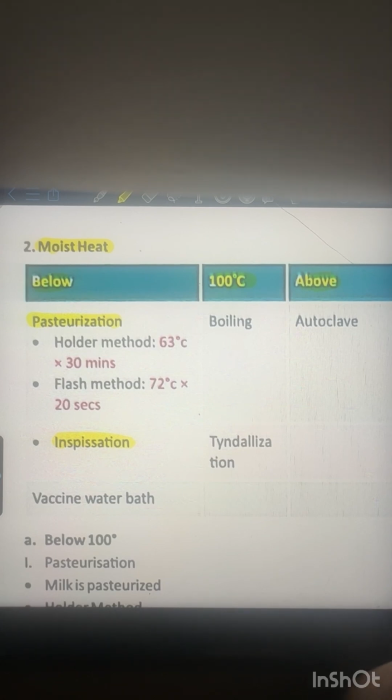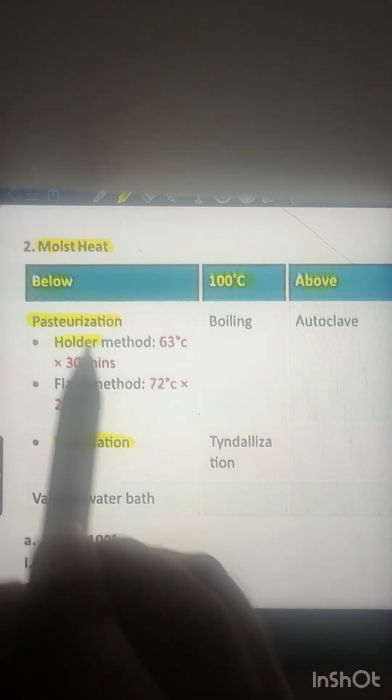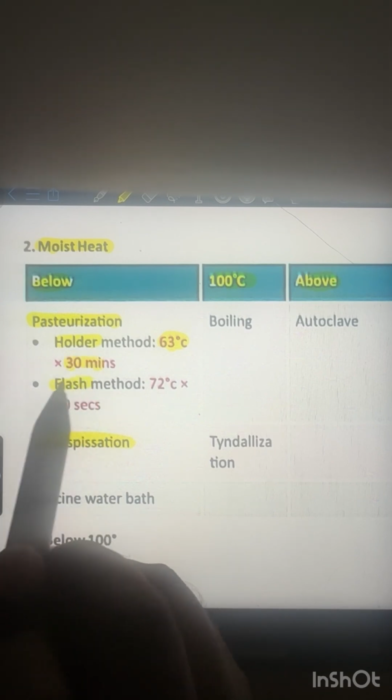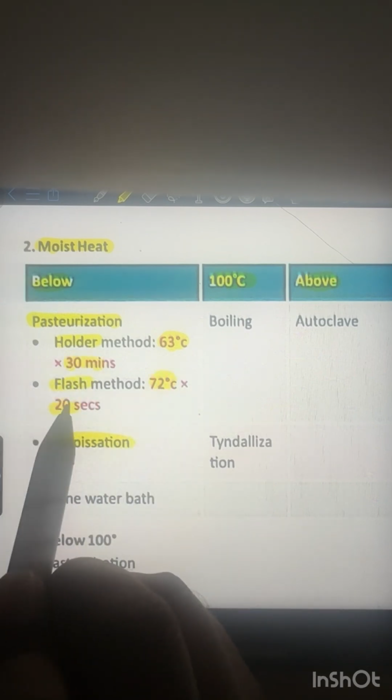So what are these? Let me tell you, pasteurization is done for milk. There are two methods, holder and flash. Which of them is going to be flash? Of course, ma'am, flash is going to be quick. Holder is going to be a little longer.